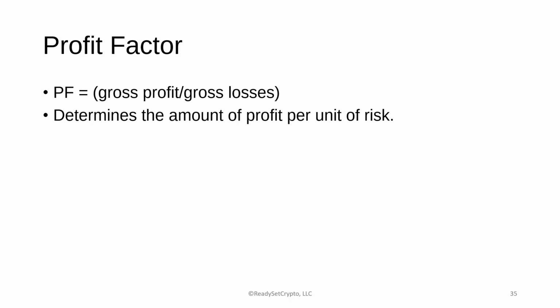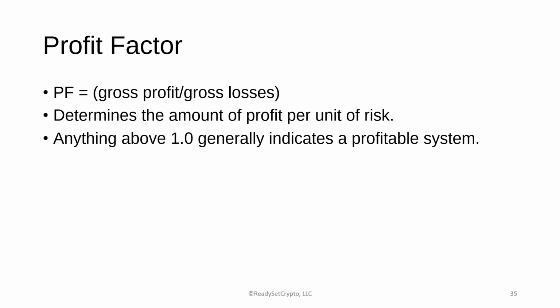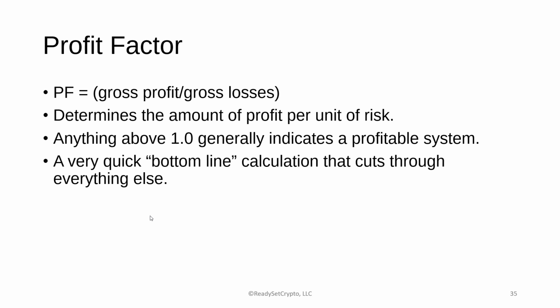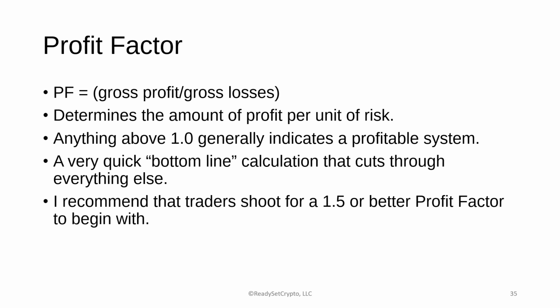So this determines the amount of profit per unit of risk. Anything above 1.0 generally indicates a profitable system. A very quick bottom line calculation that cuts through the clutter and everything else. So I recommend that traders shoot for a 1.5 or better.